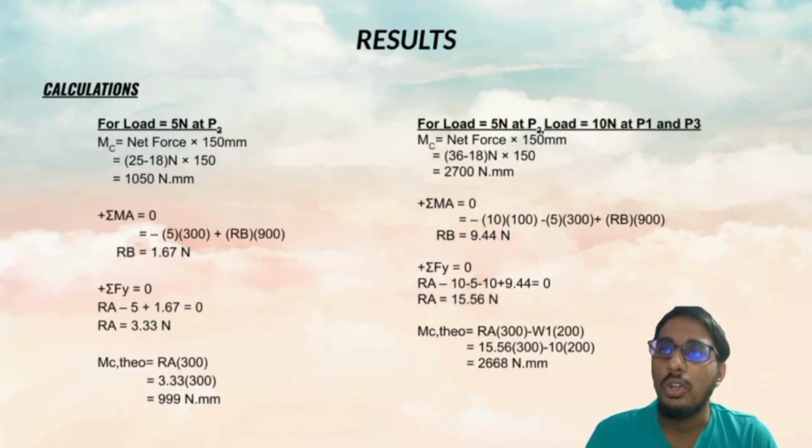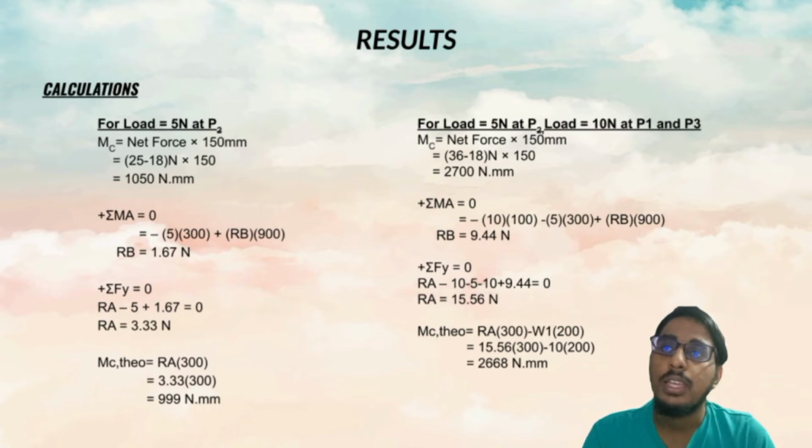So for load at 5 Newton at P2, we can find the bending moment at C, which is equal to net force times 150 mm. We know the initial reading is 18 Newton, so we subtract it from the balance reading: 25 Newton minus 18 Newton, and times by 150, which is 1050 Newton millimeter.